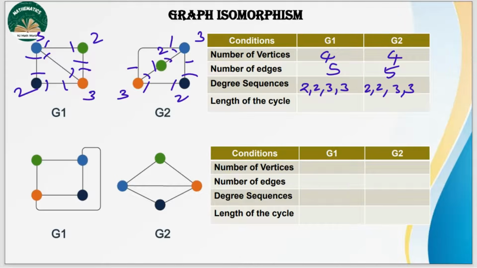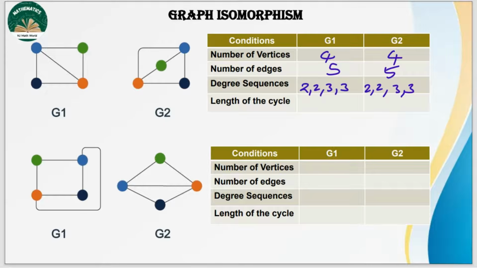Now if you take the cycles of one graph, the number of vertices and the length of the cycle should be the same. If I take the cycle 1, 2, 3, 4 here, I'll take 1, 2, 3, 4 here also. So the length of the cycle is 4 and 4. Then if I take the small one, it is 1, 2 and 3, and for this also I'll take 1, 2 and 3 on this side. So the lengths of the cycles are the same, 4 and 4, and then it is isomorphic.